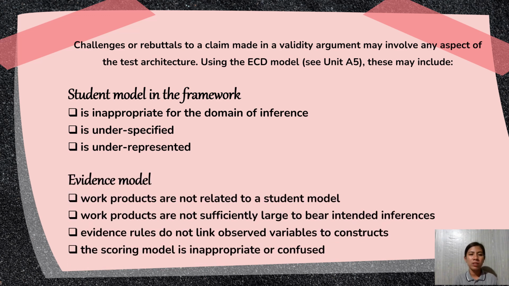The next model is the evidence model. Work products are not related to a student model. Work products are not sufficiently large to bear intended inferences. Evidence rules do not link observed variables to constructs. The scoring model is inappropriate or confused.